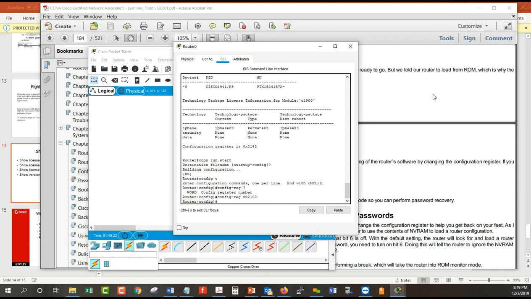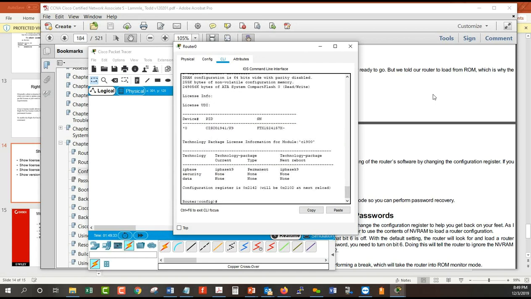And now that's set. And if I do a do show, remember do because I'm in the global configuration, do show version again, we're going to see that it has been reset from 2142 to 2102, okay? And now if I do a reload, all of the new passwords that I've put in will now take effect, and the system will come up and it will be asking me for passwords.